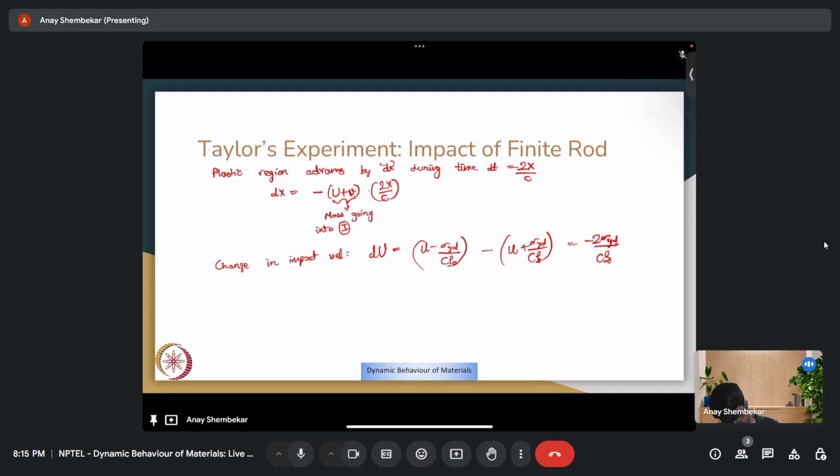So if I combine this with the time relation, we have dh by dt is equal to v. This is basically the definition of plastic wave propagation. And the change in area, dx by dt, is minus of u plus v, and the change in u by dt is minus 2 sigma yd by c rho naught into c by 2x, which is minus sigma yd over rho naught x. So this refers to the decrease in impact velocity of the projectile.